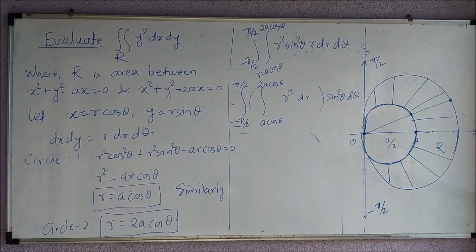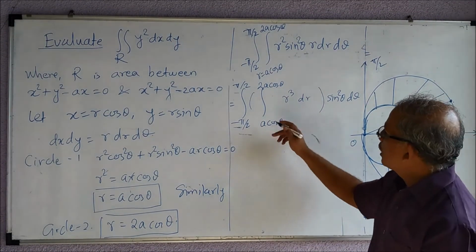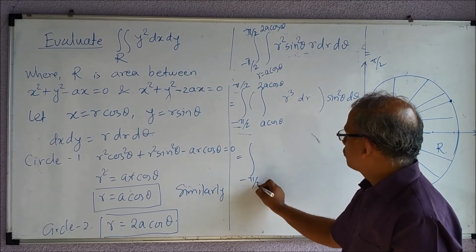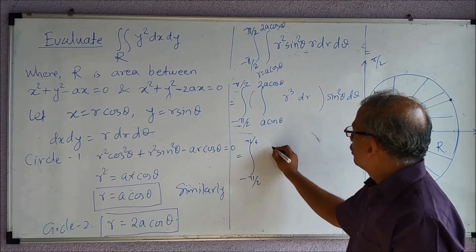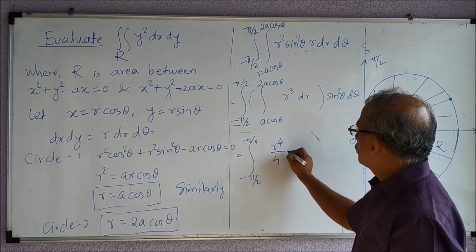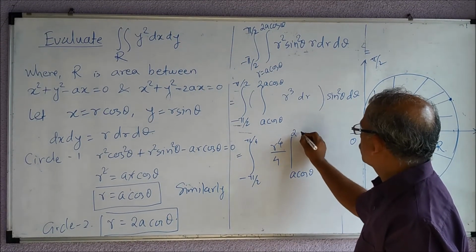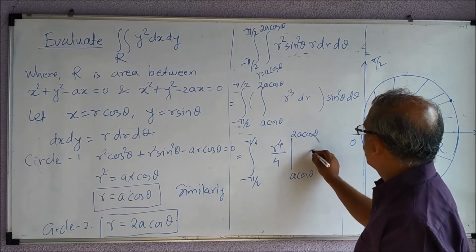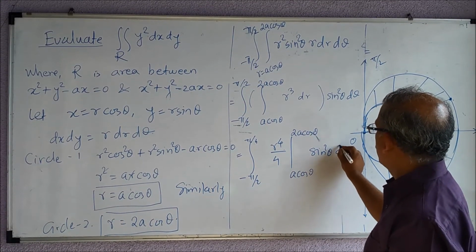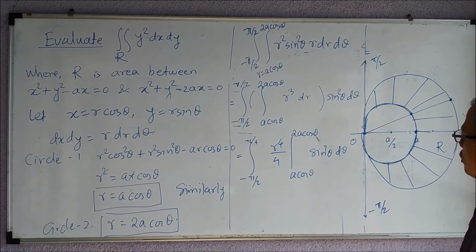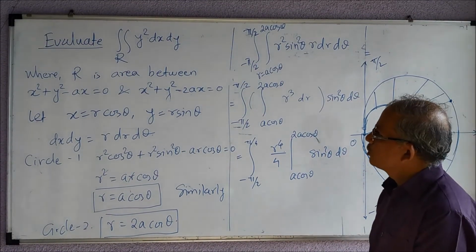Okay, fine. So now this becomes r raised to 4 by 4, running from a cos theta to 2a cos theta, integrated from minus pi by 2 to plus pi by 2, sin square theta d theta. Okay, right. So fine. Now let us substitute the limits.